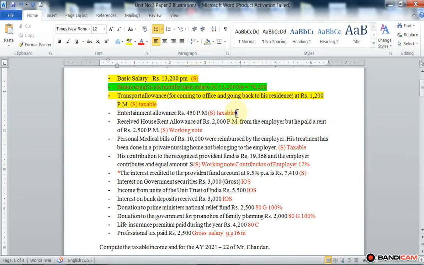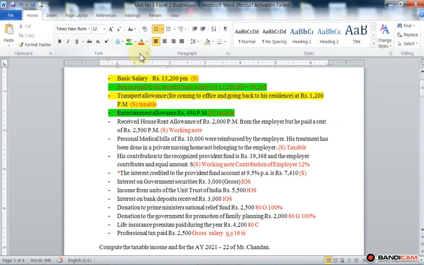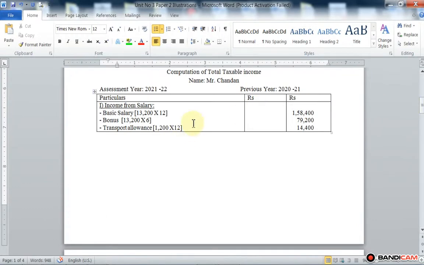Entertainment allowance. So entertainment allowance, remember one thing, that entertainment allowance is allowed for deduction only for government employee from gross salary. So first of all, we add the entertainment allowance in salary, and then we get a deduction under section 16 subsection 2, from gross salary. Chandan is working in a limited company, private company, so it is taxable, fully taxable.